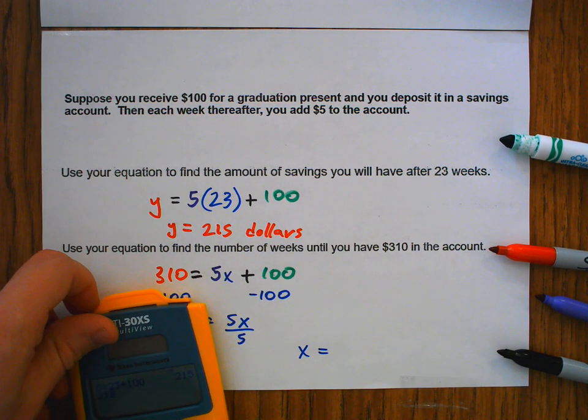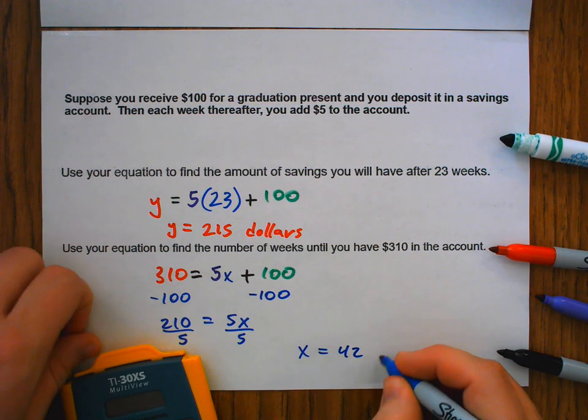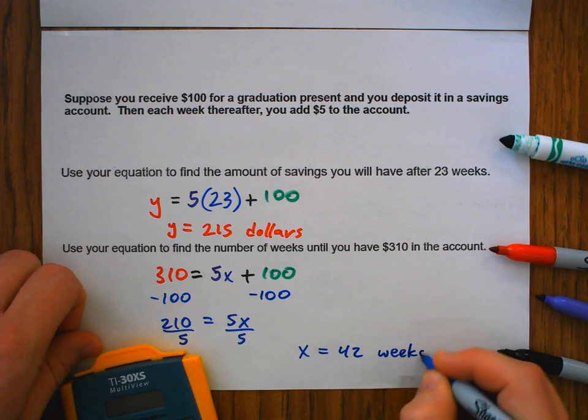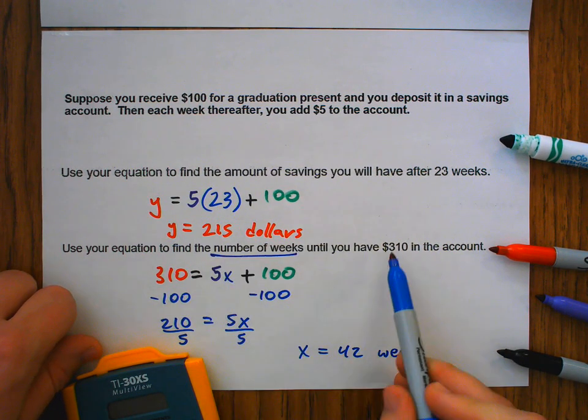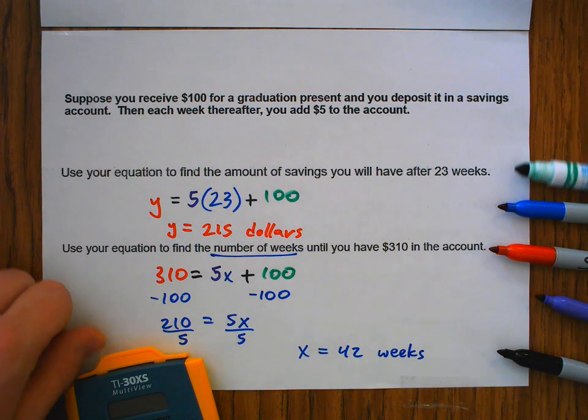$210 divided by 5 is equal to 42. And in this case, 42 weeks, because it was the number of weeks you have until you have $310 in your account. I hope this video helps you in solving these types of problems.